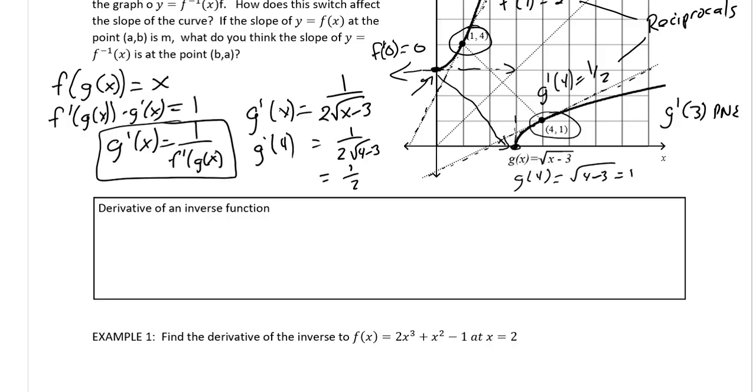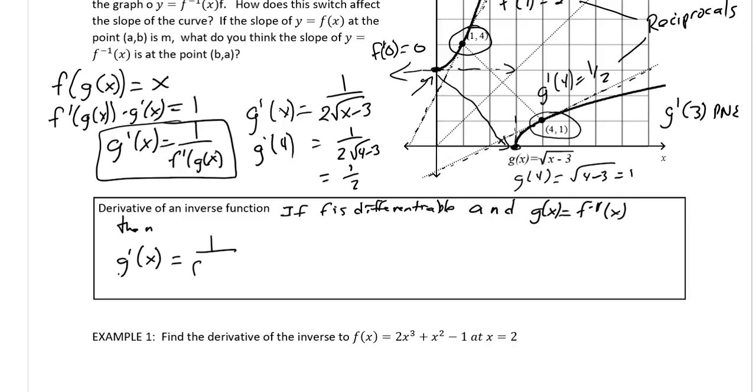That's where the formula we're going to use for the derivative of an inverse function comes from. Okay? So we say this: if f is differentiable, and g of x is f inverse of x, then g prime of x equals 1 over f prime of g of x.